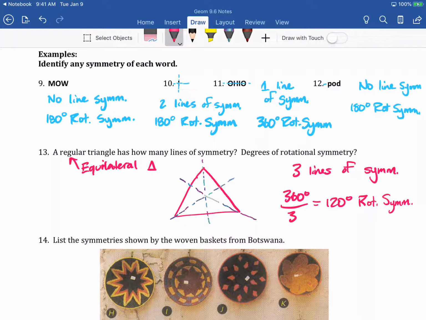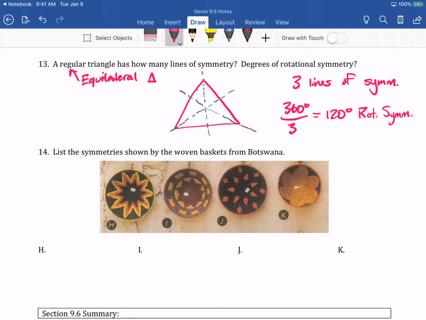All right, now this last example has some woven baskets from Botswana, and we're going to figure out what kind of symmetries those baskets have. The first one actually has quite a bit. If you notice there's 1, 2, 3, 4, 5, 6, 7, 8, 9, 10 points on that star, and we're going to assume that this is centered. Of course, it's just a little bit off kilter, I think just from the picture here.